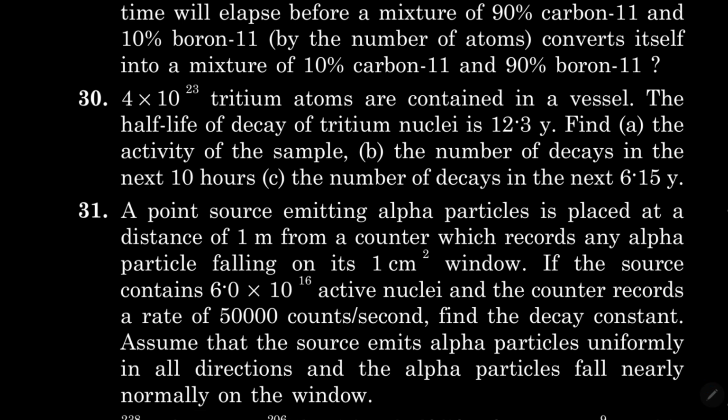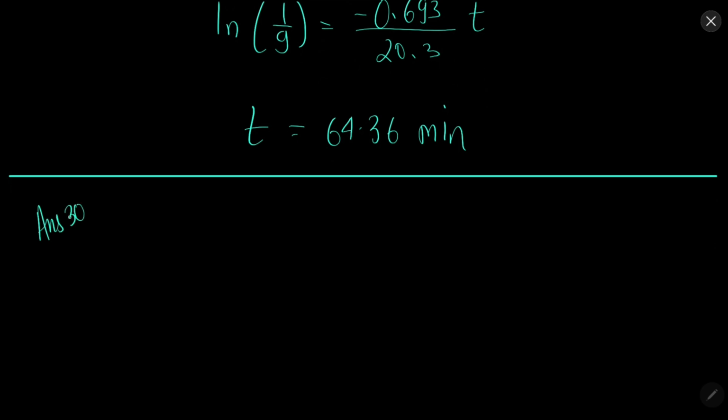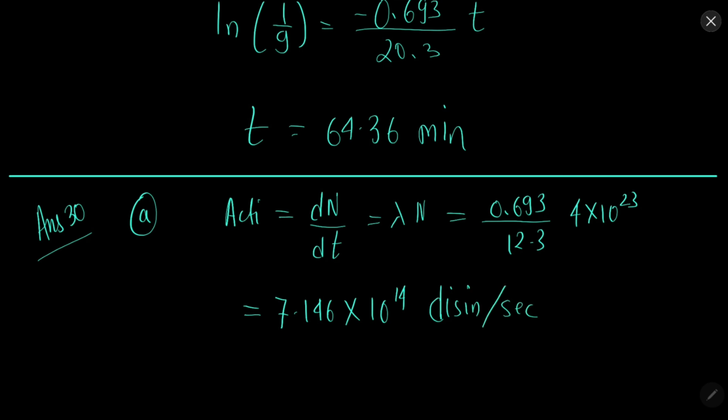In question 30, we need to find activity and the number of decays at different times. Solution 30. A part, activity will be dN by dt or lambda n, 0.693 over half-life into n, which is 4 into 10 to the power 23. Half-life is 12.3. So 7.146 into 10 to the power 14 disintegrations per second.